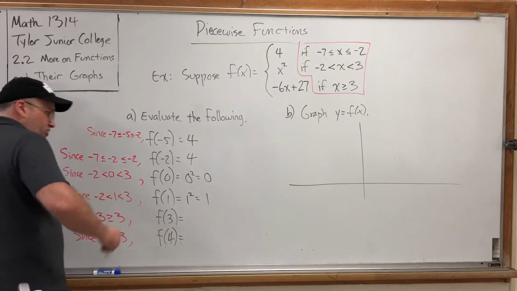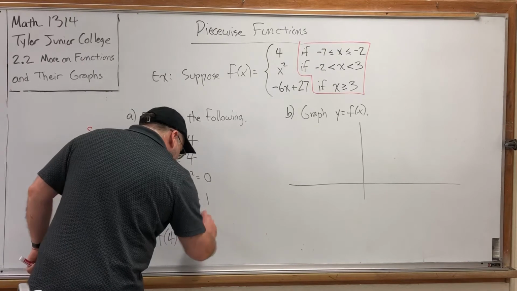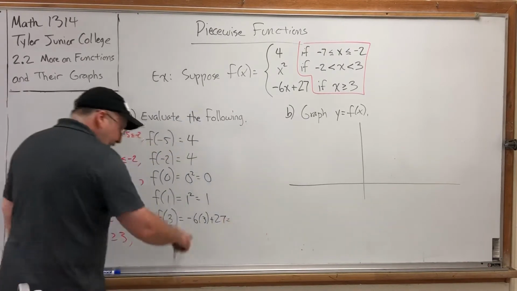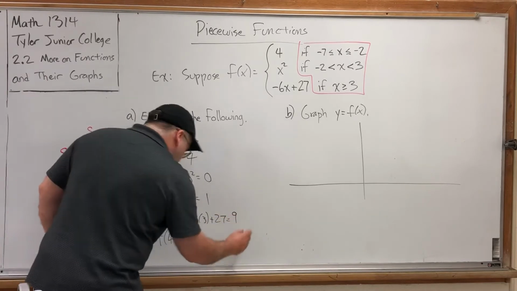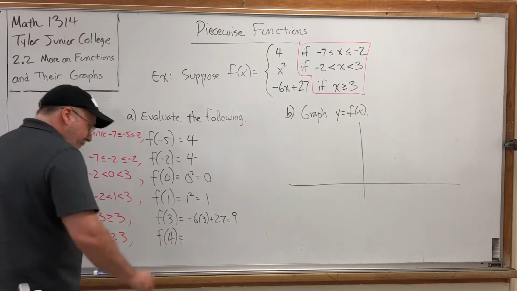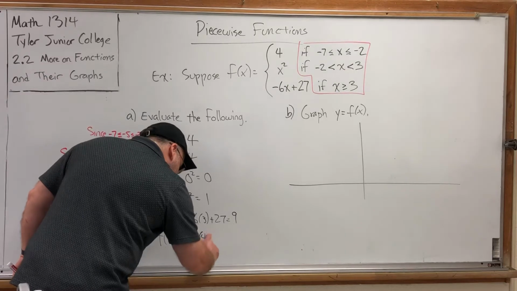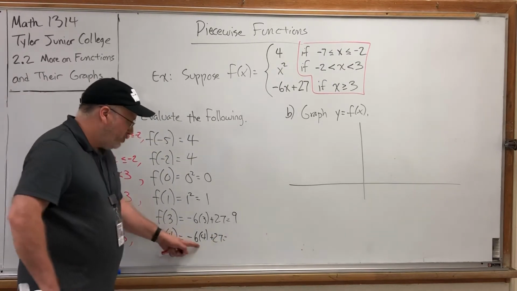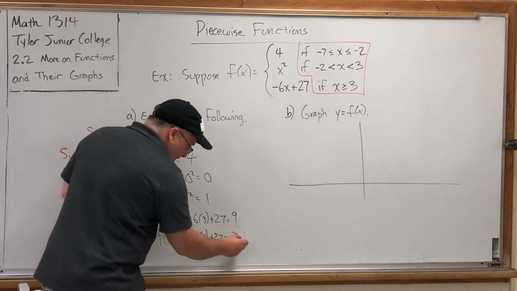The bottom function says give me a number, I will multiply it times -6 and then add 27. -18 plus 27 is 9. And when I put in 4, I get -6 times 4 plus 27. -6 times 4 is -24 plus 27 is 3.